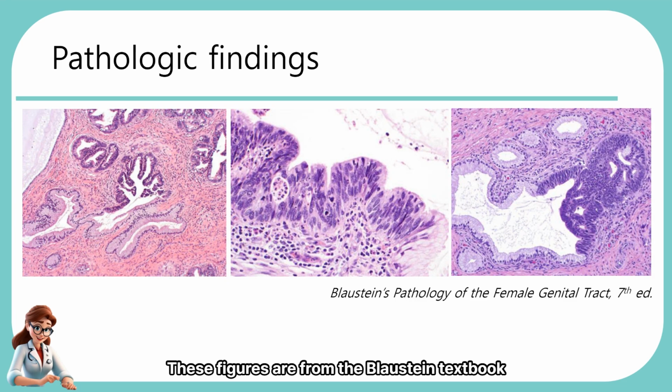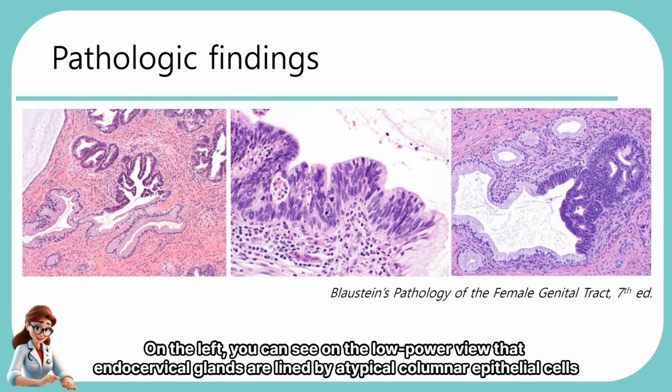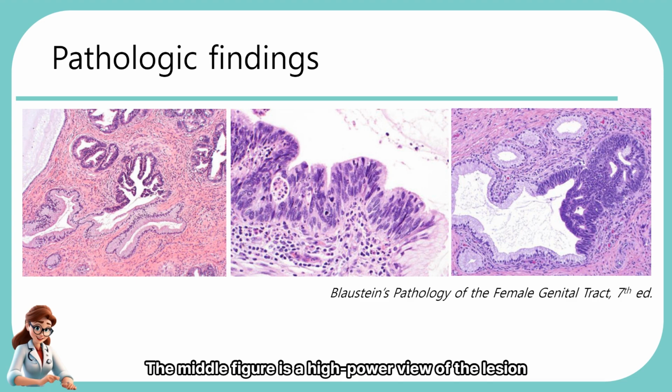These figures are from the textbook. On the left, you can see on the low power view that endocervical glands are lined by atypical columnar epithelial cells. The middle figure is a high power view of the lesion.